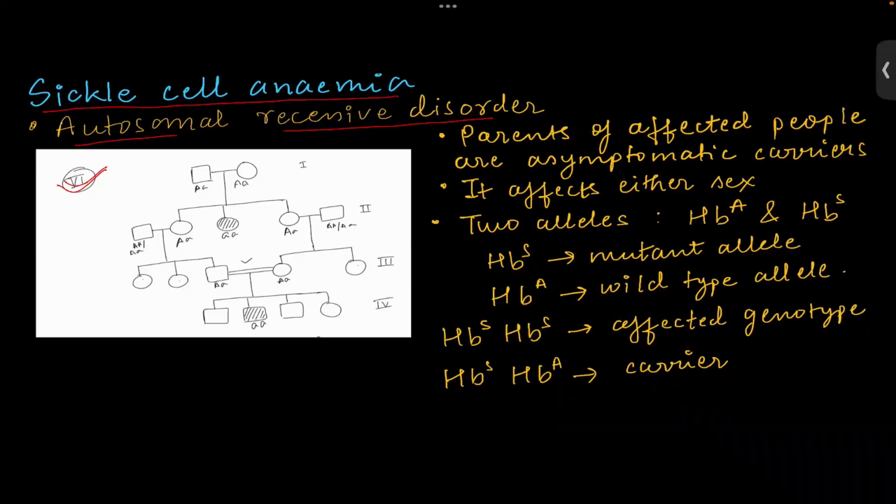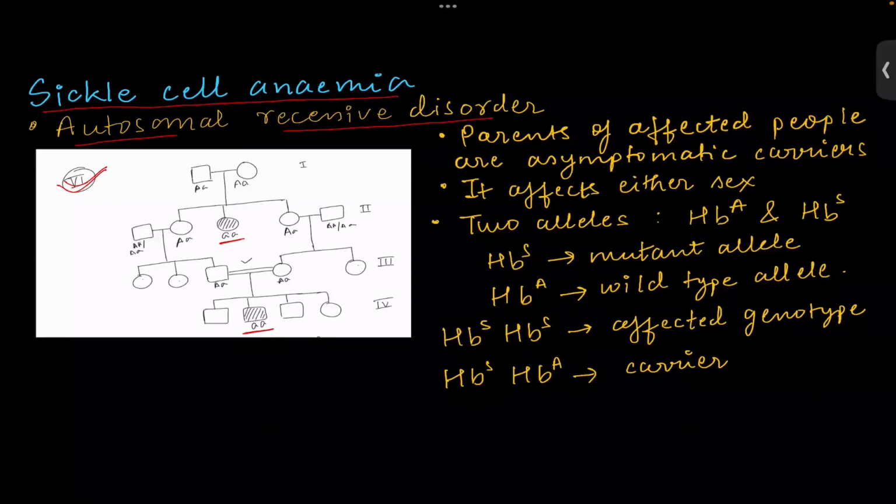Here you can see that the affected person can be either male or female, because the mutant allele or mutant gene is present in the autosomes, and both male and female have the autosomes. The parents of the affected people are actually carriers, and they are not showing the symptoms of that particular disease. It can affect either sex, as I told you. For this sickle cell anemia disorder to happen, the gene responsible for this disorder has 2 alleles.